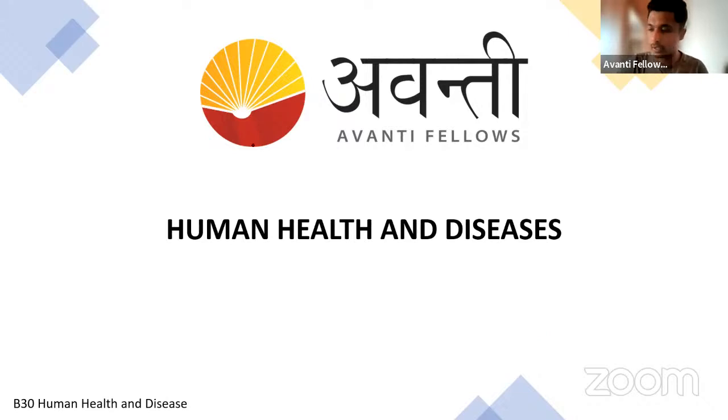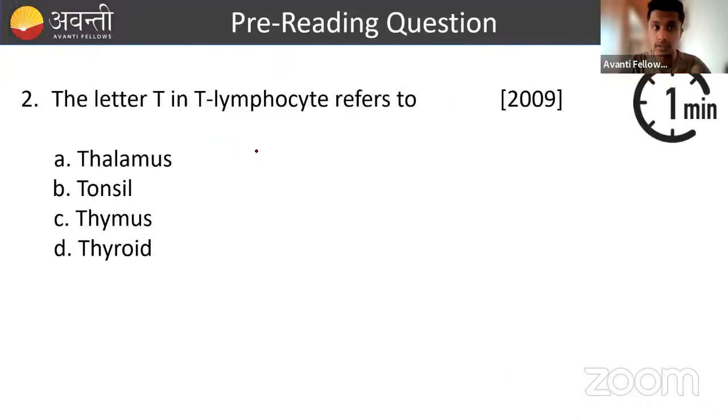Okay. So let us start today's session with a question. Your first question is: the letter T in T lymphocytes refers to. Your options are thalamus, tonsils, thymus, and thyroid. So I will launch an MCQ poll. You will have 1 minute to answer this question. Make it as quick as possible because this was discussed already in the last session.